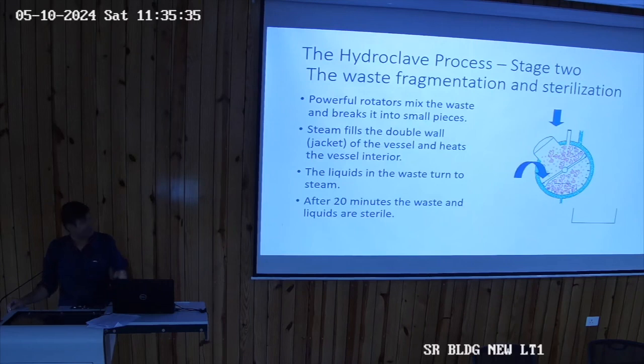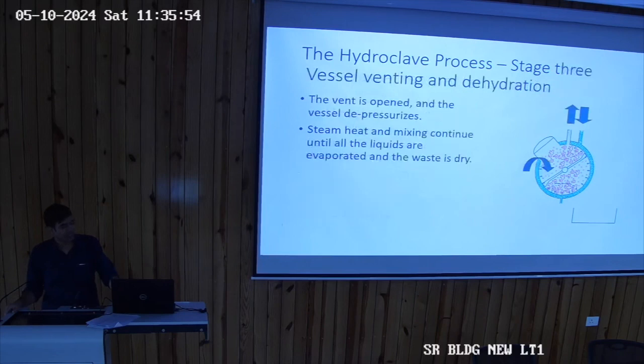First of all, you put it into the hydroclave. There are powerful rotators which mix the waste and break it into small pieces, and steam fills the double wall, the blue one you can see, of the vessel and heats the vessel interior. The liquid in the waste turns to steam which further sterilizes it. After 20 minutes, the waste and the liquids are sterile. Now the vent is opened and the vessel is depressurized. Steam heat and the mixing continue until all the liquids are evaporated and the waste is dry.